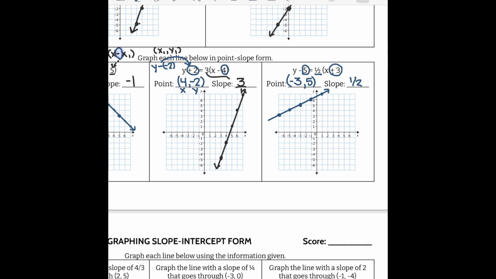Now, if you want help on your assignment, there are rulers available on my desk. All you have to do is ask for one.